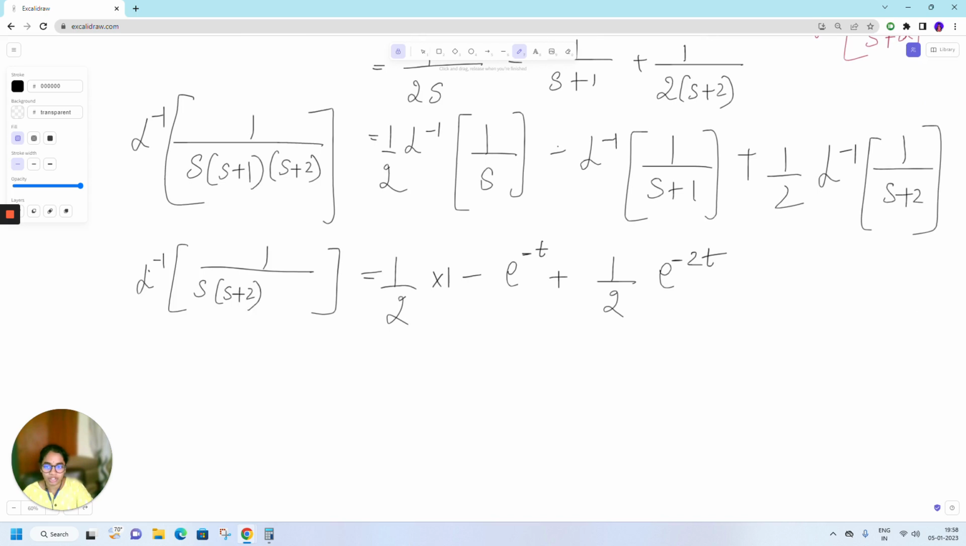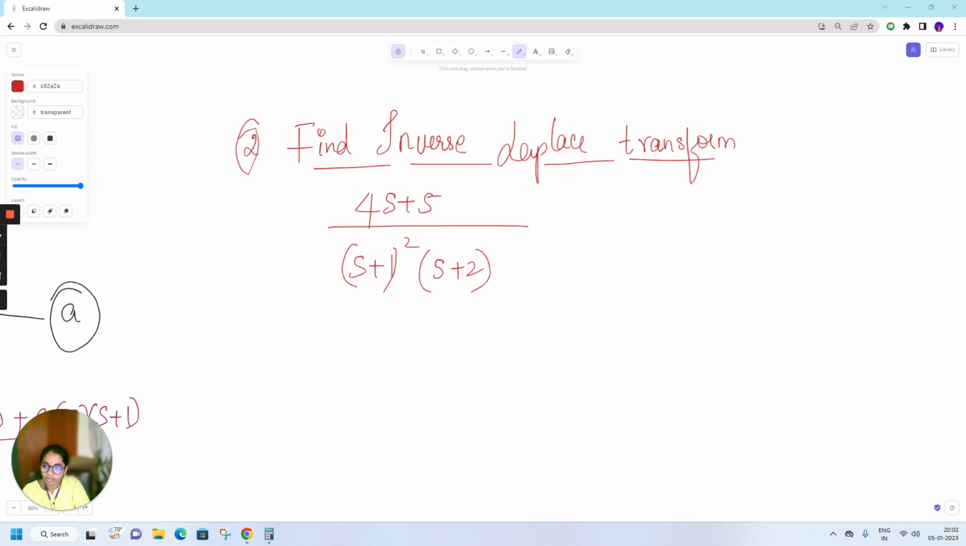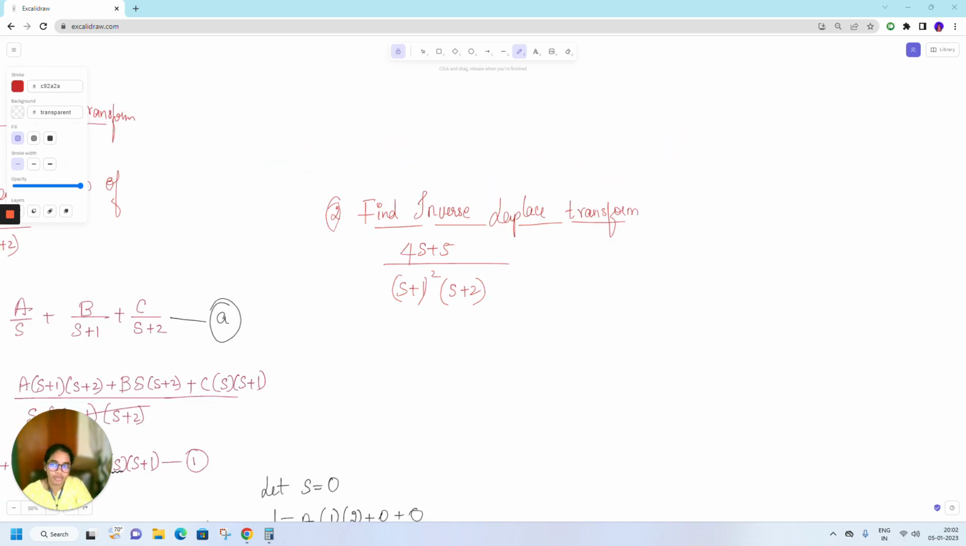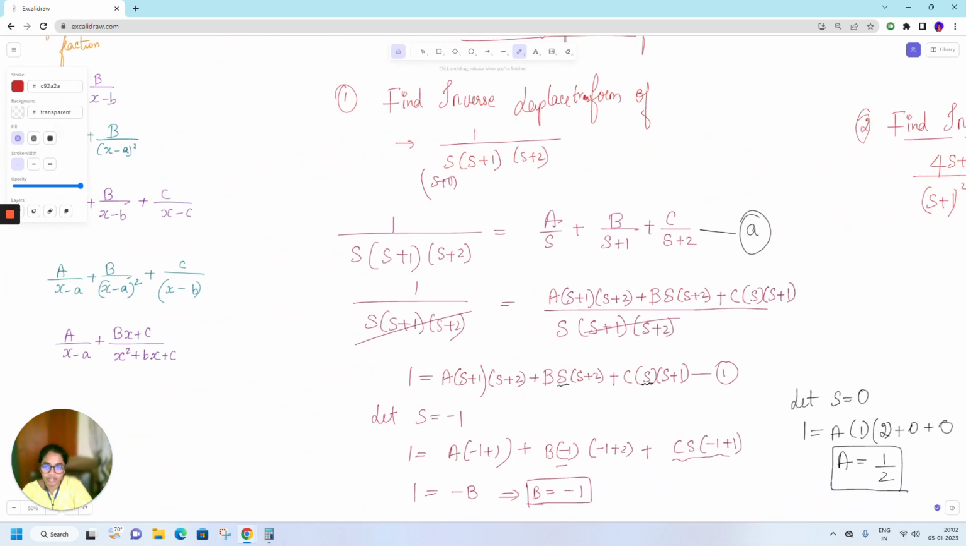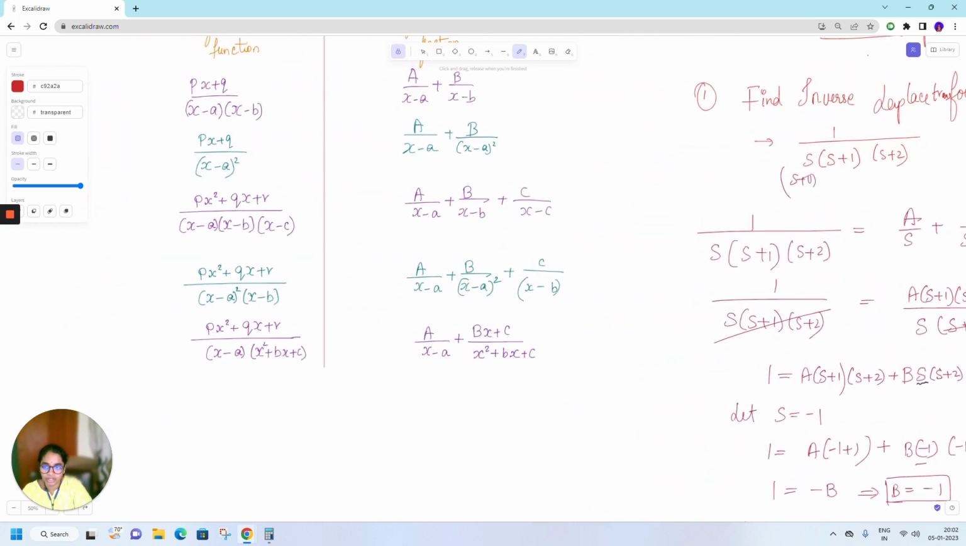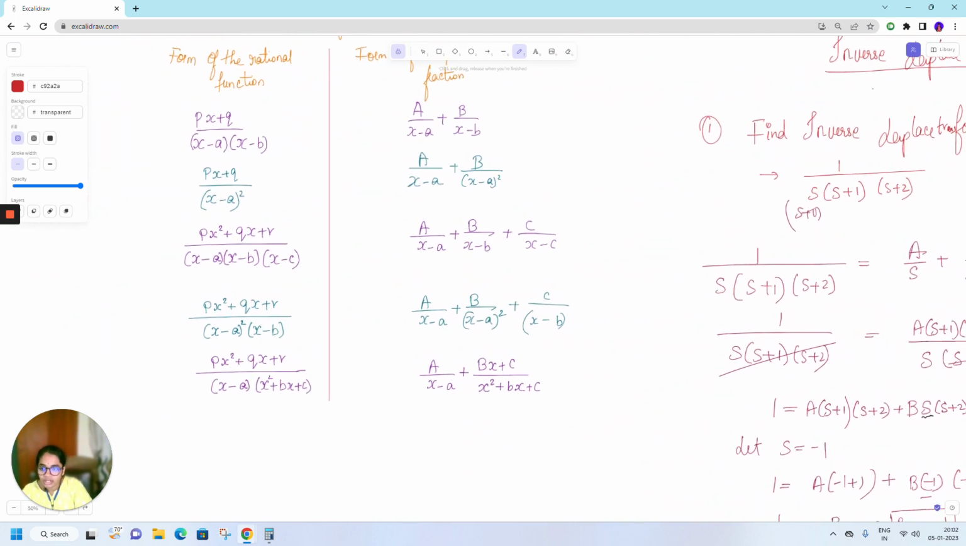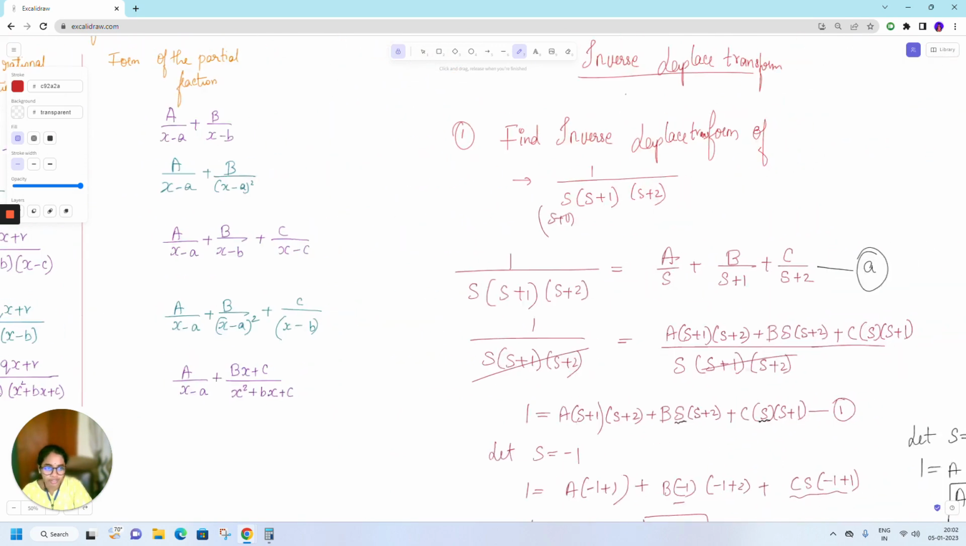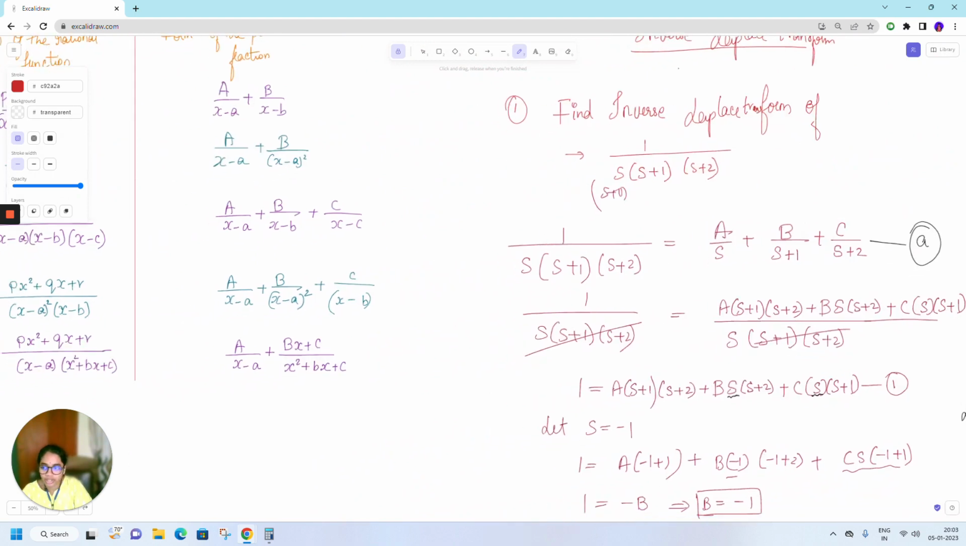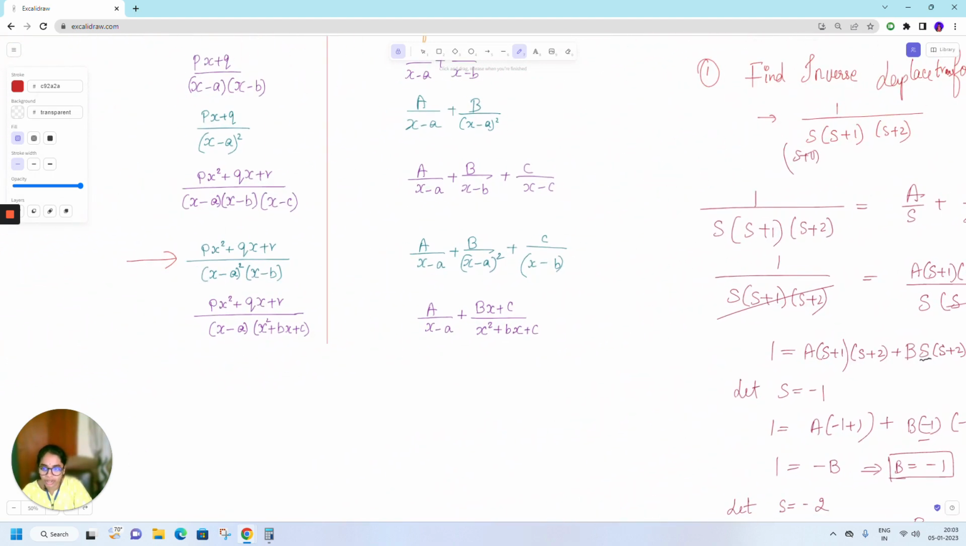Okay, moving on to our next question, that is, find the inverse Laplace transform of 4s plus 5 divided by s plus 1 whole square divided by s plus 2 whole square. Now, compare the formulas. In which form is our given question? We have something like a polynomial in the numerator. Yes, it is this formula. Agree? We have something square, right? In a bracket we have s plus 1 the whole square into s plus 2 the whole square.